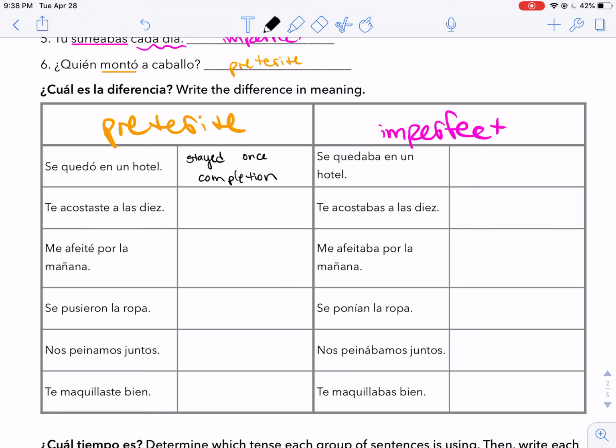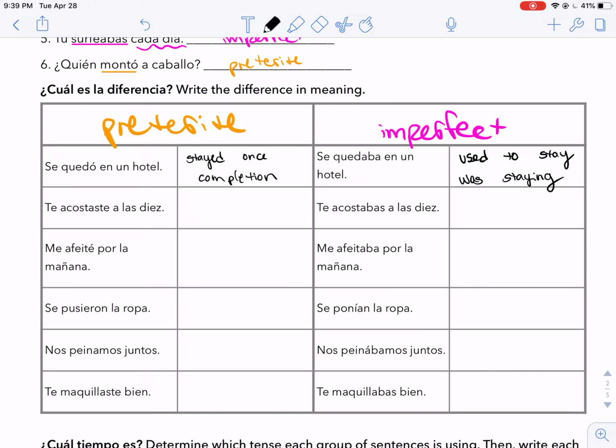Or we say, se quedaba en un hotel. This could be a habit. It's something he used to do for a while. He used to stay. Or it could be that he was staying before something else happened. It could be setting the scene. Those are both fine.